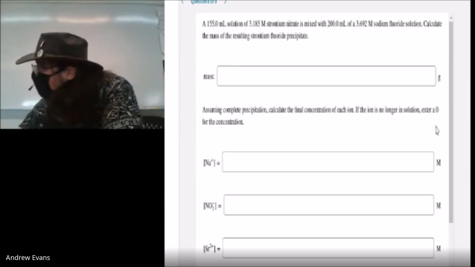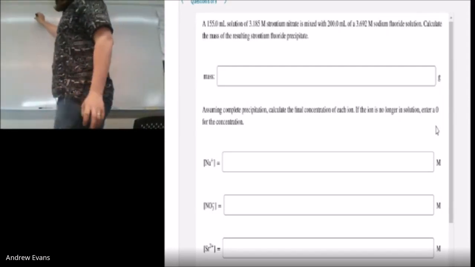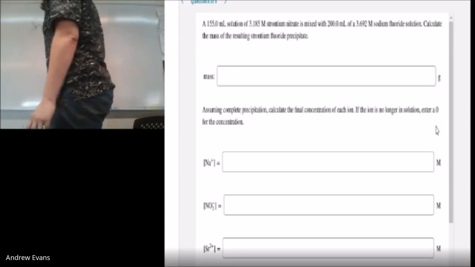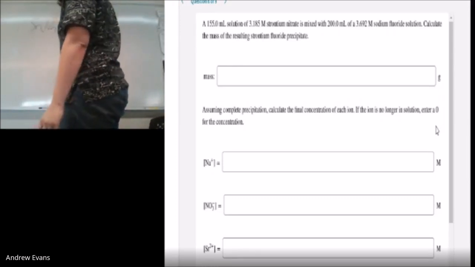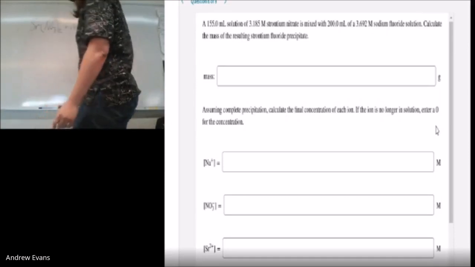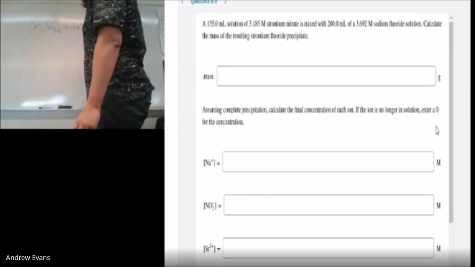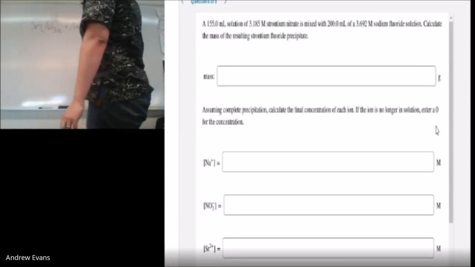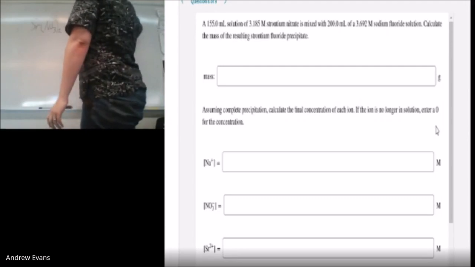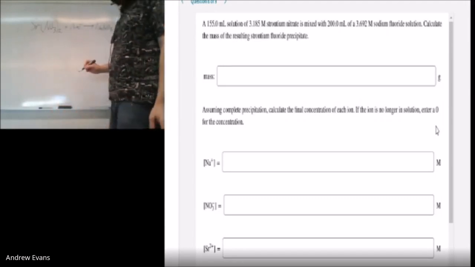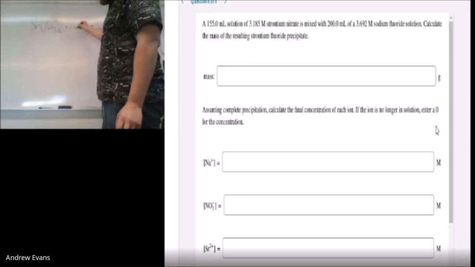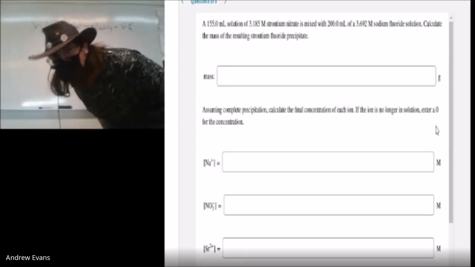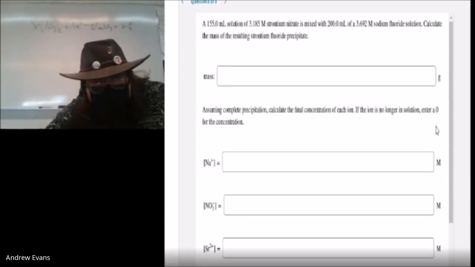Strontium is +2. So we have strontium nitrate, and fluoride is -1. So sodium fluoride will all go to sodium nitrate and strontium fluoride. So because of that, we have to double the sodium nitrate. So the balanced chemical reaction looks like that.